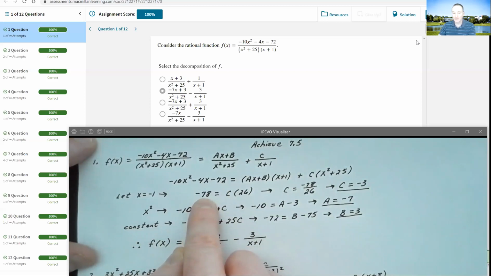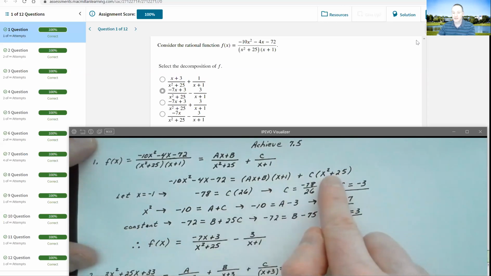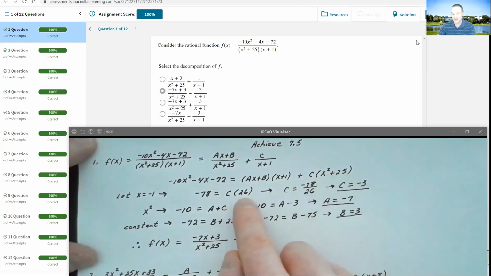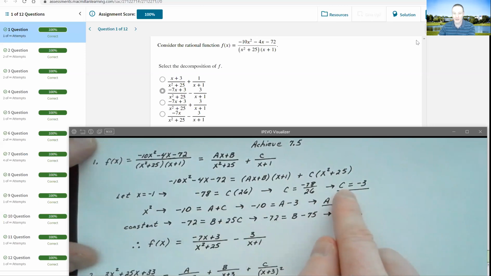Now, plug a negative 1 into the right-hand side, and you can see the a and the b cancel out because they'll be multiplied by a group that's equal to 0. c, when you plug in a negative 1, is going to be multiplied by 1 plus 25, which is 26. We get 26c is negative 78, divide by 26 on both sides. You can see that c is negative 3. All right, now I have my answer for c. I can use that to then help find a.